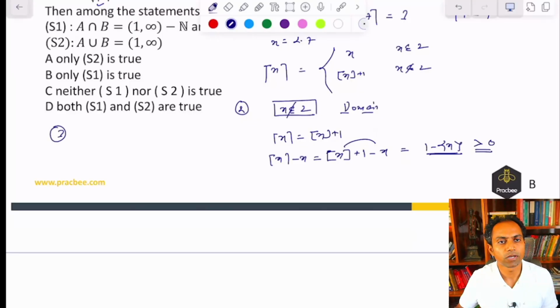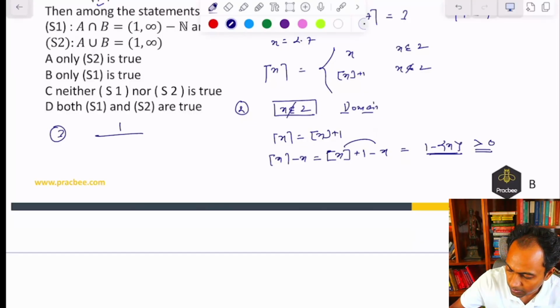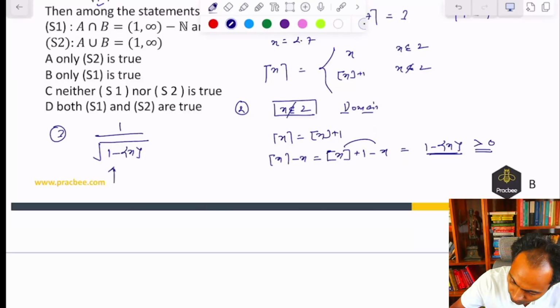Second part, that is the third part. Now let us look into the range of this function. See, now what you have is 1 by root of 1 minus, I'm replacing it with the fractional part of x. If I want to find the range of this function, first I will have to find the range of 1 minus the fractional part of x. And if I want to find this, I will have to find it for the fractional part of x.